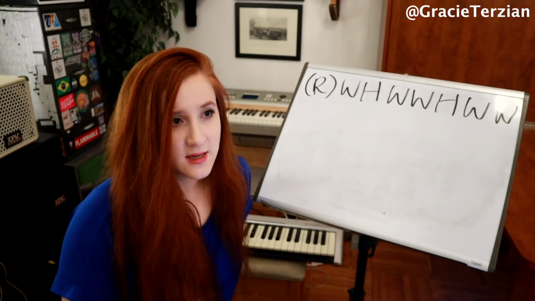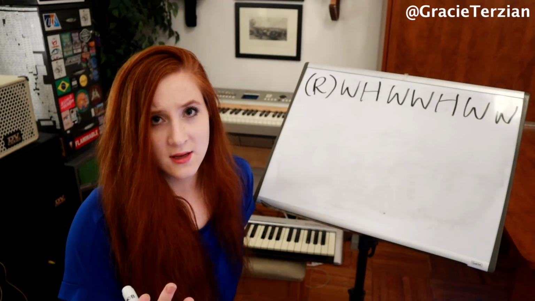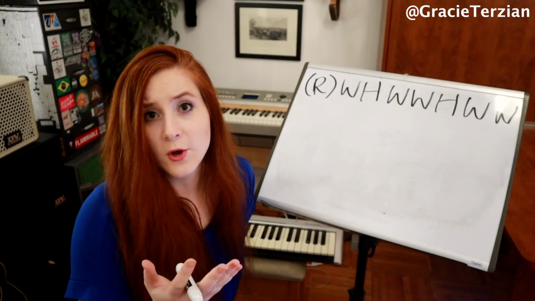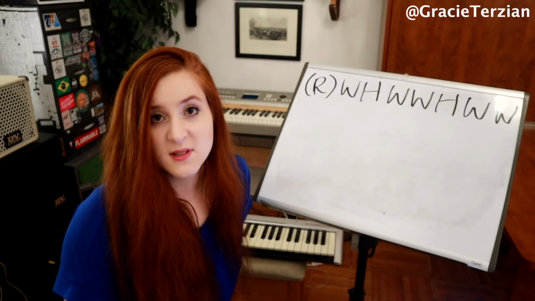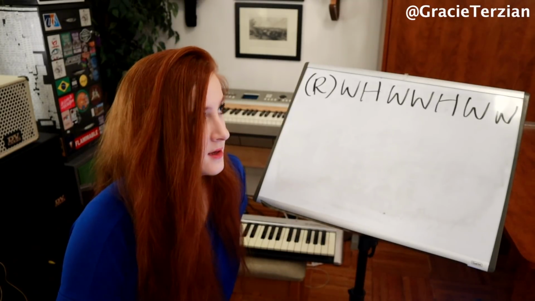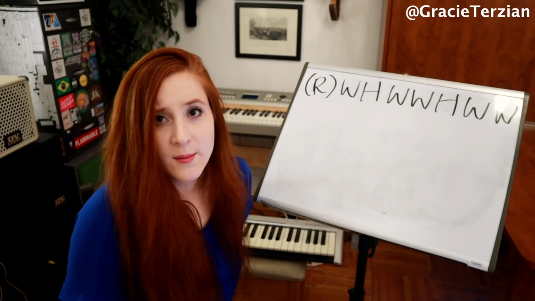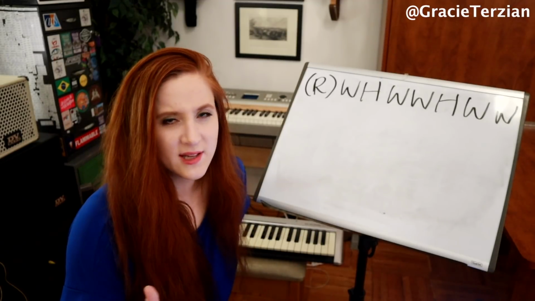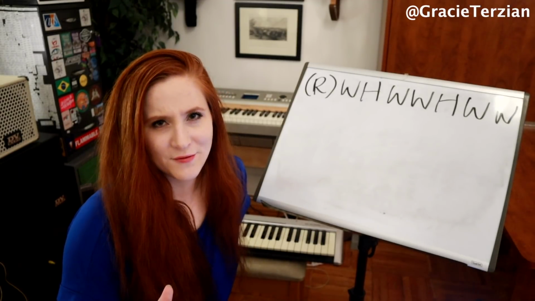And a parallel key is just a major and a minor key that start with the same note name. So for instance, C major and C minor are parallel keys. G major and G minor are parallel keys. E flat major and E flat minor are parallel keys. So let's look at how parallel keys are different from one another.